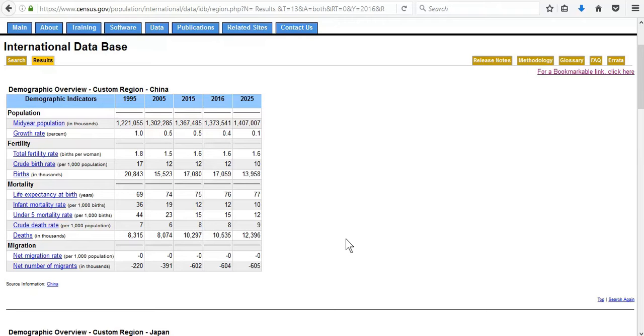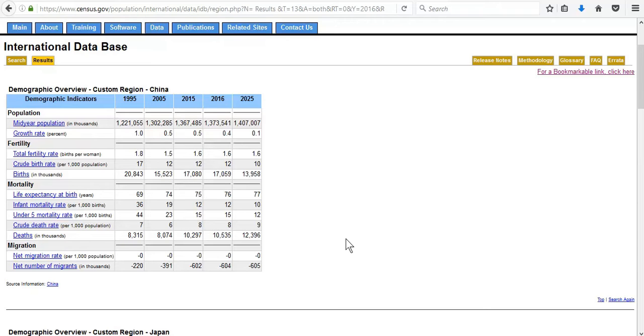So, for example, in 2016, 604,000 more people left China than came to China. So what that also shows is more than just 604,000 people left. That's just saying that 604,000 more left than came in, because we do know that people are migrating to China as well.